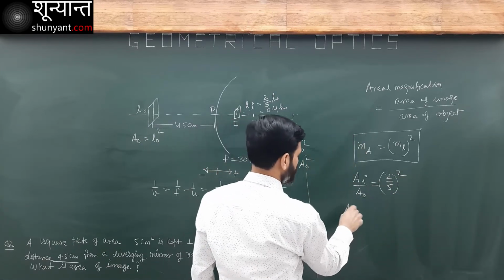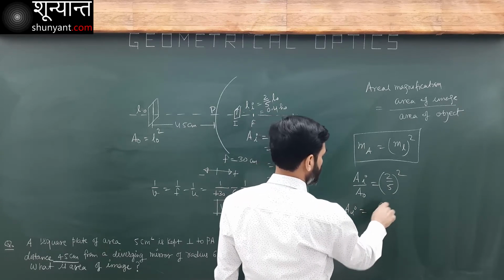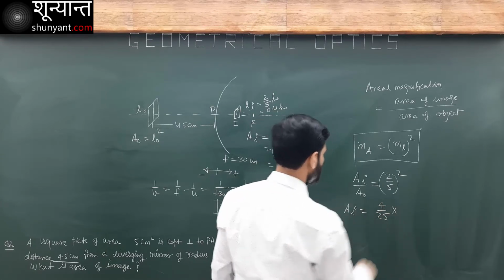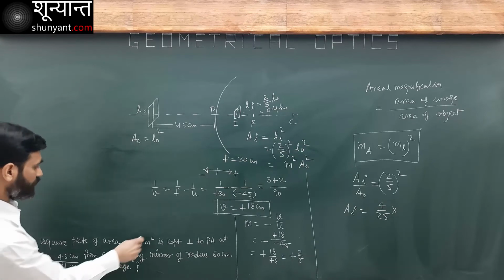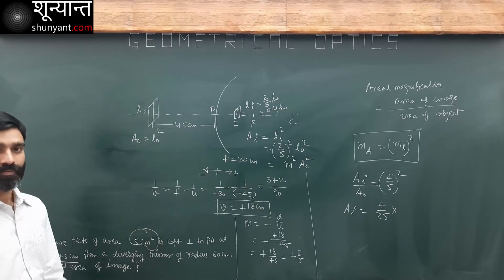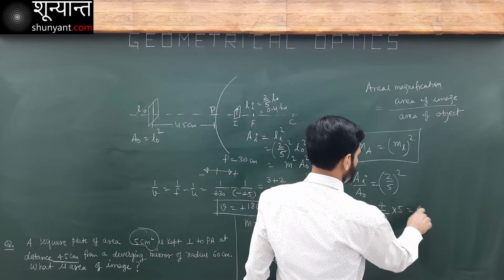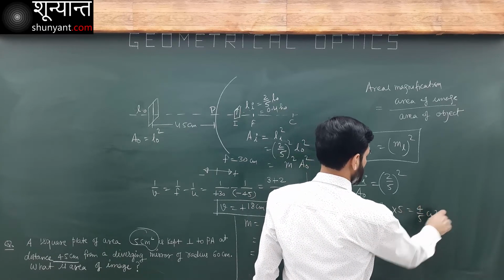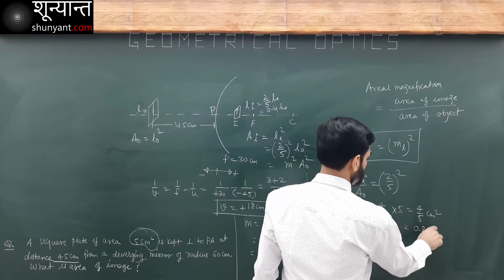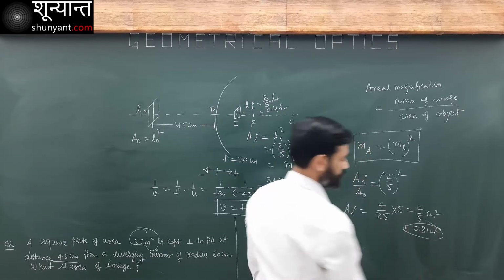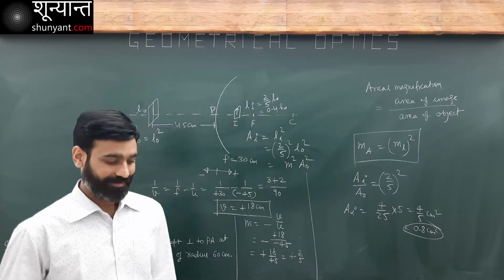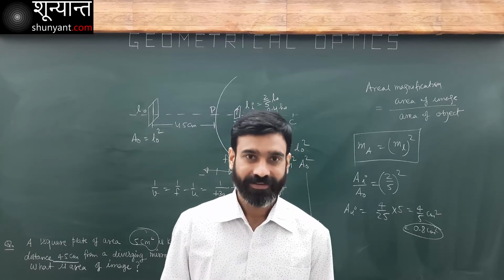So area of image is going to be equal to 4 over 25 times area of object, 5 centimeter square, times 5. So 4 over 5 centimeter square, 0.8 centimeter square. Do you see? That's how we solve it.